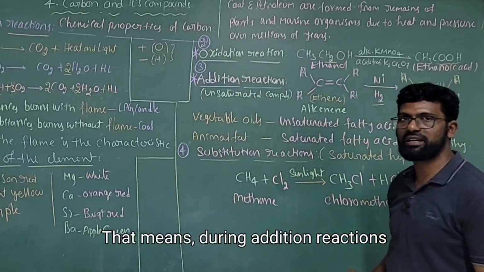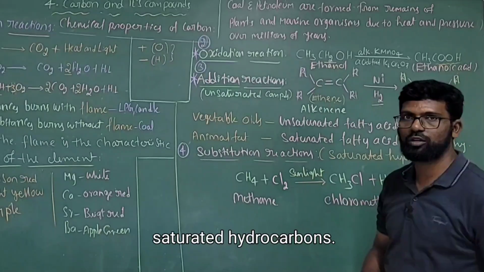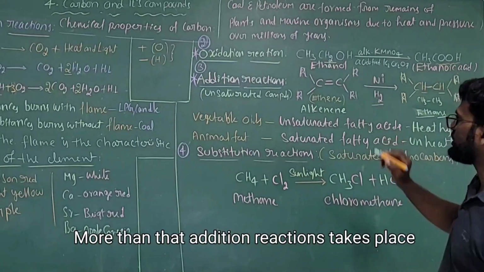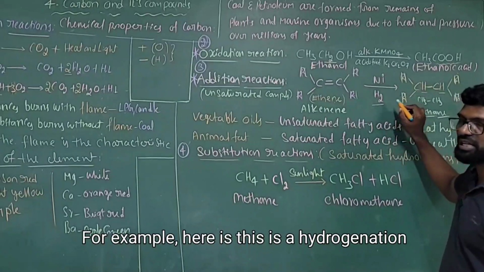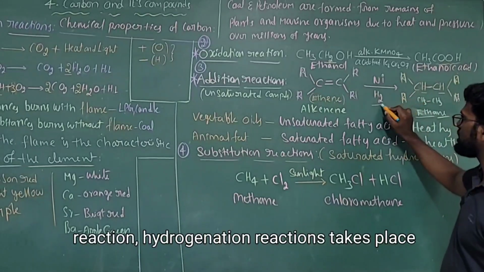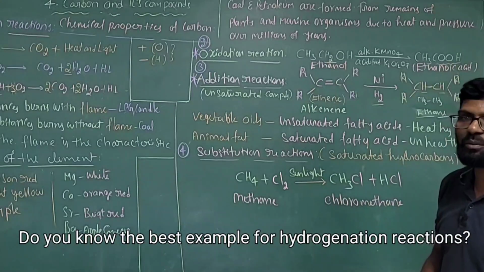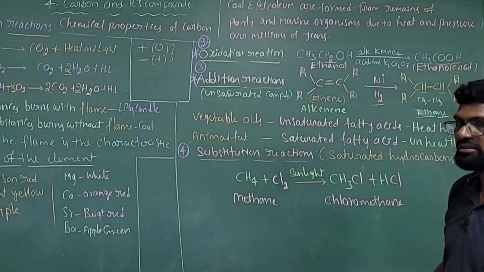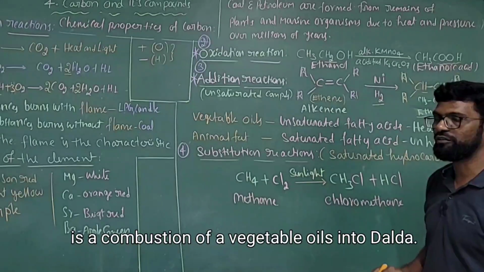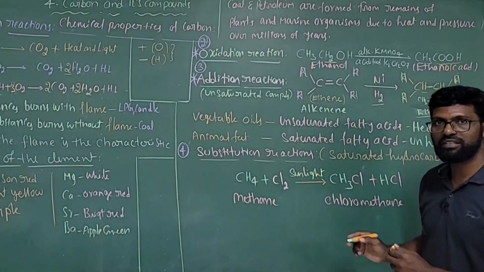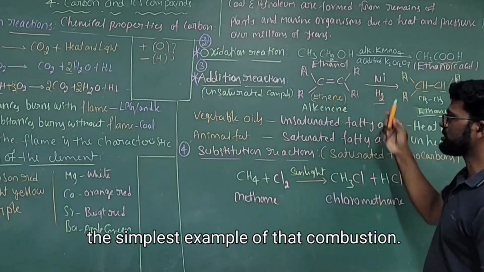That means during addition reactions, unsaturated hydrocarbons are converted to saturated hydrocarbons. In general, addition reactions take place in presence of catalyst. For example, this is a hydrogenation reaction. Hydrogenation reactions take place in the presence of nickel catalyst. Do you know the best example for hydrogenation reaction? The best example is the conversion of vegetable oils into dalda. Dalda is also called artificial ghee. This is the simplest example for that conversion.